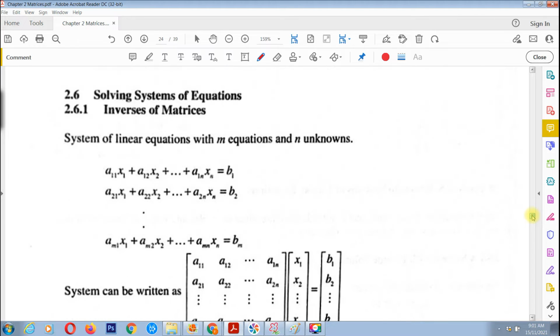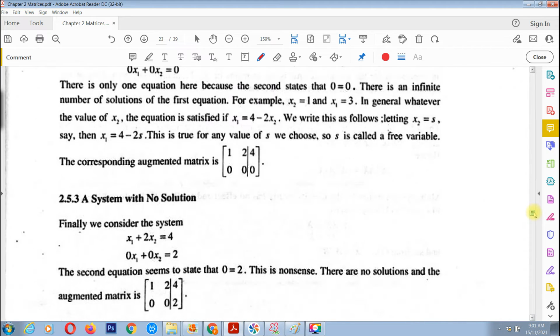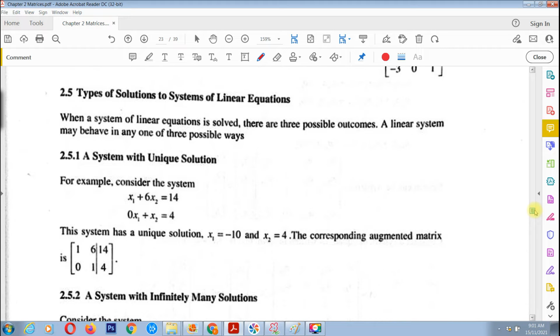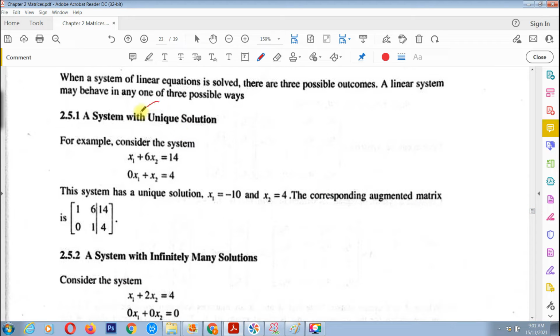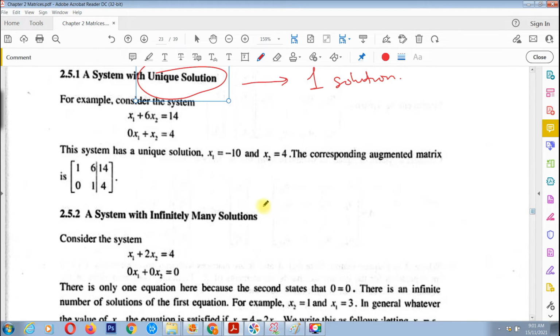So we have 3 types of solution of equations. The first is the unique solution, meaning just one solution for this system of equations. We can solve by matrices and simultaneous equations. So a unique solution means just one value only.